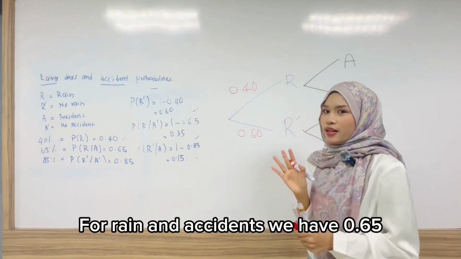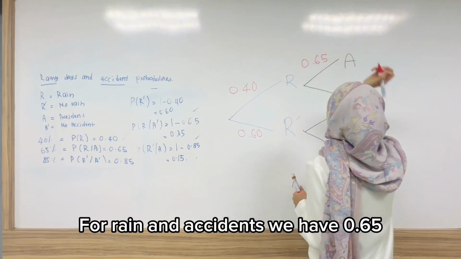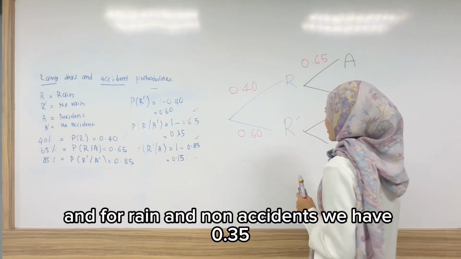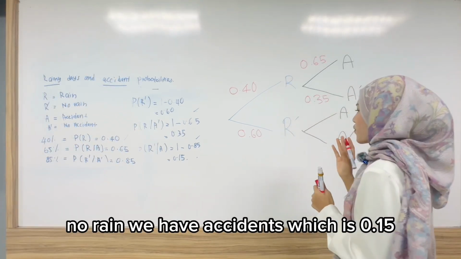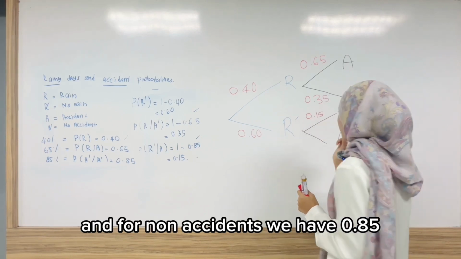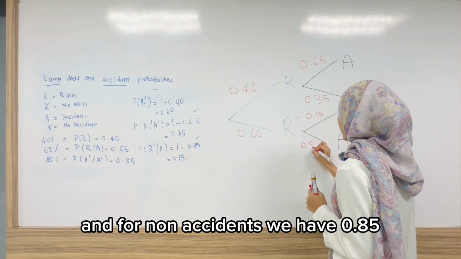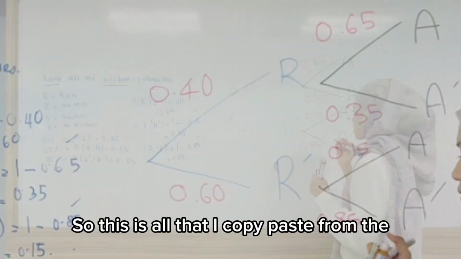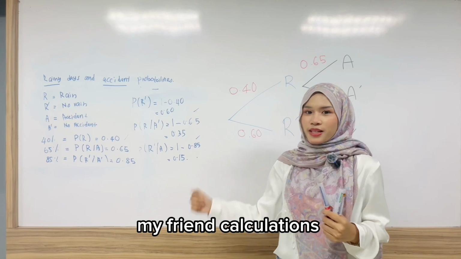Okay, for rain and accidents, we have 0.65. And for rain and non-accidents, we have 0.35. For no rain, we have accidents, which is 0.15. And for non-accidents, we have 0.85. So this is all that I copy pasted from my friend's calculations.